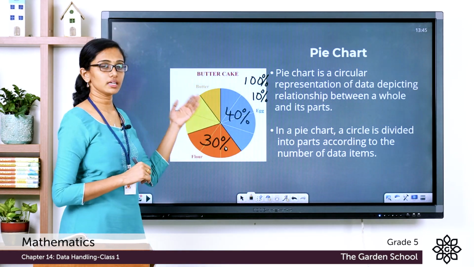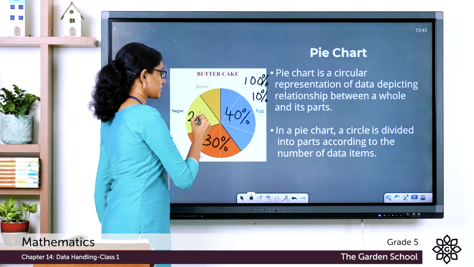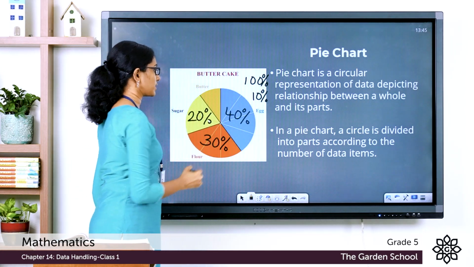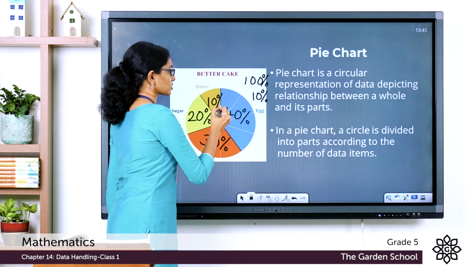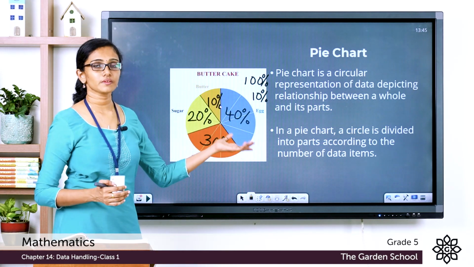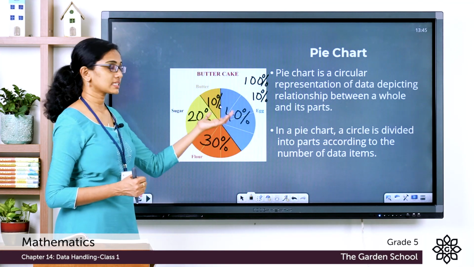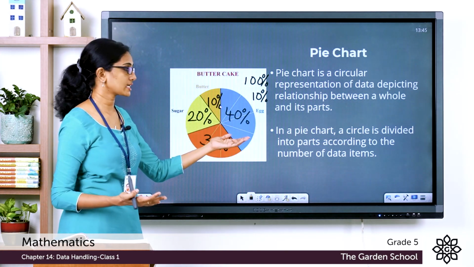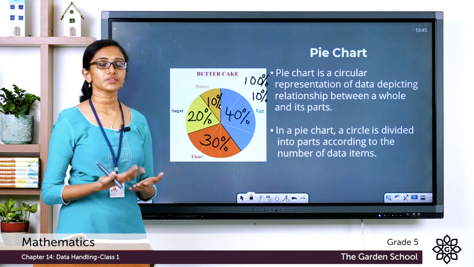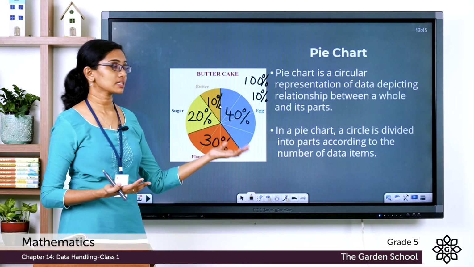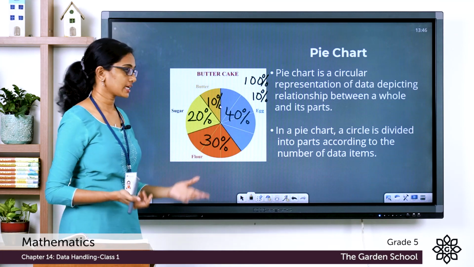Now here sugar, 20% of the ingredients should be sugar. And what about butter? 10%. So this is how you represent the percentage of each data item in a pie chart or pie diagram. Now we can also represent the data items in a pie chart as a fraction of the whole. Let's see how.